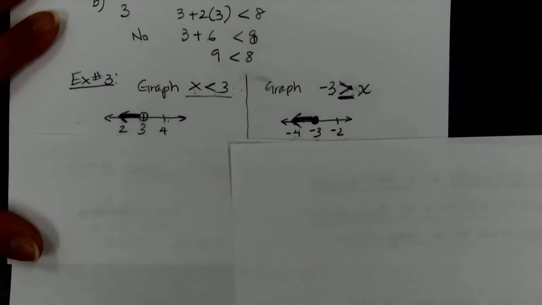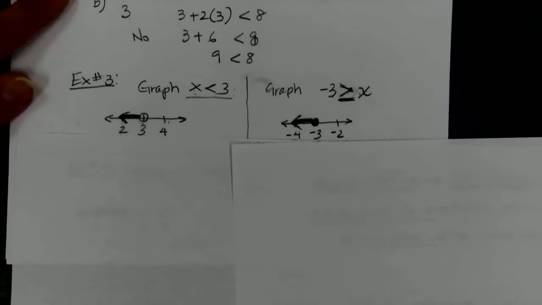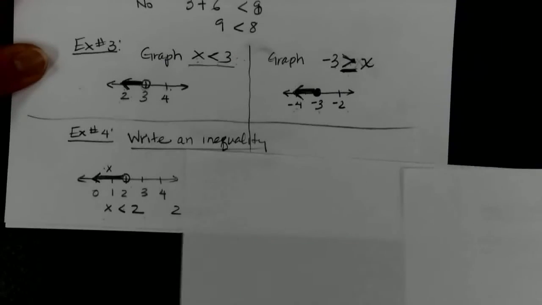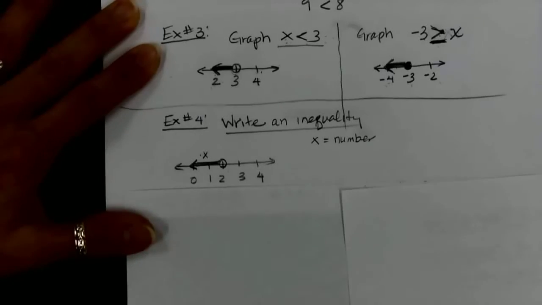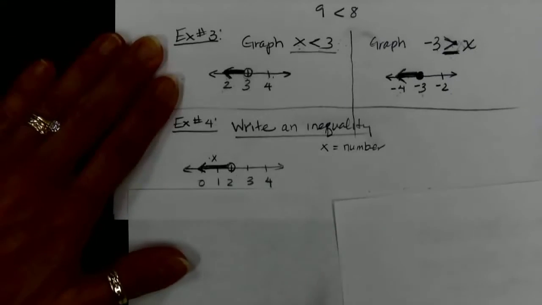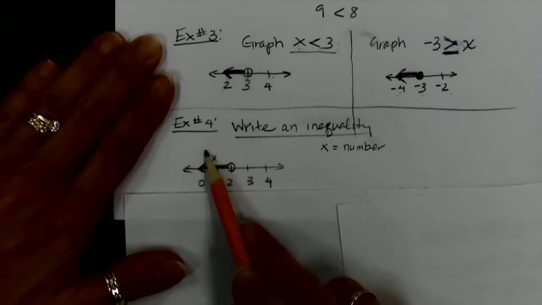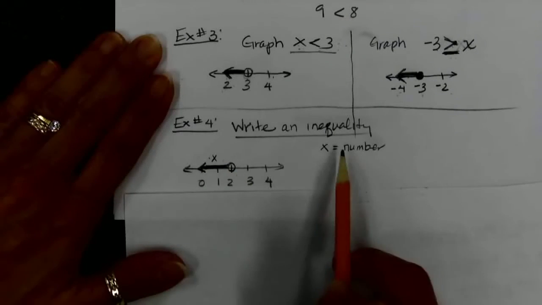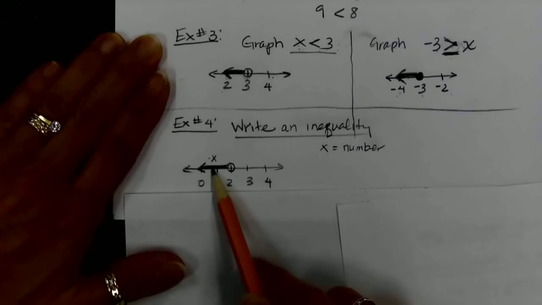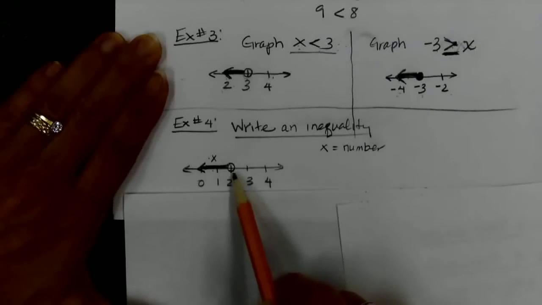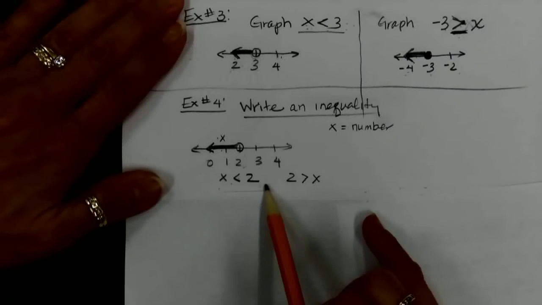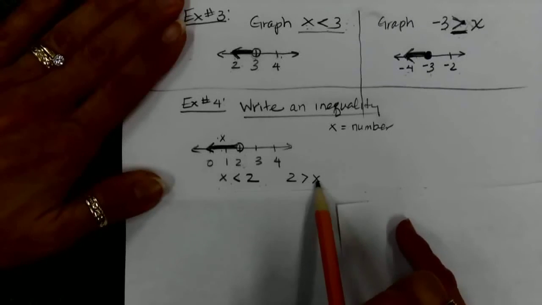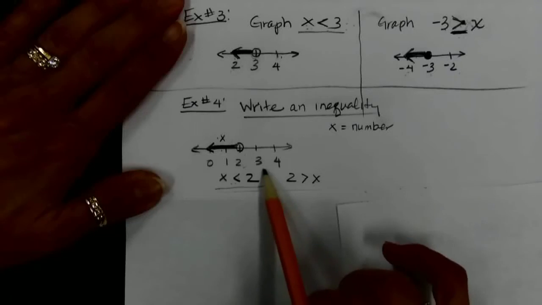Now let's work backwards. Can you write an inequality if I gave you a graph? In the next example, I have this graph, and if I read it on a number line, all these numbers are your x's, so I'm going to let x be the numbers on the left side of 2. If you notice, this is an open circle, so it's not going to equal 2. So this inequality will be x is less than 2, or you could say 2 is greater than x. Either one is correct, but I do prefer this one.